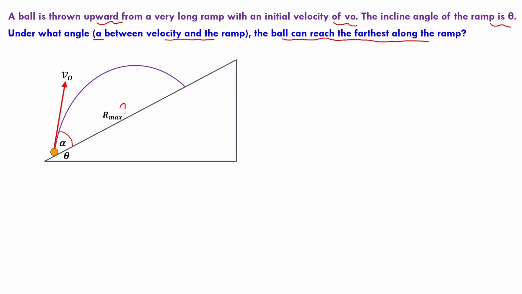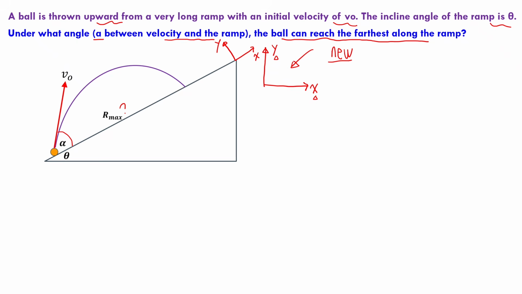Alright, usually when we solve this type of question, we construct our coordinate system along the x direction and y direction. You can try this method, but for this specific question, if you use horizontal and vertical axes, it's very hard to solve. Instead, today I'm going to discuss a new method, which is reconstructing the coordinate system. For this question, we're going to construct my x-axis along the ramp direction and my y direction perpendicular to the ramp. Using this coordinate system, I can solve this question easily.